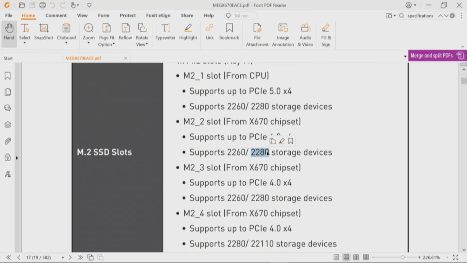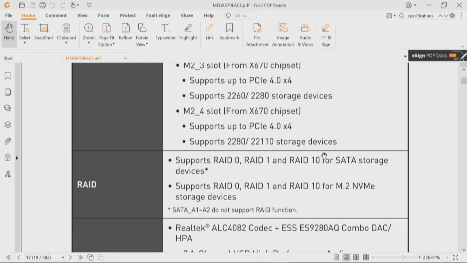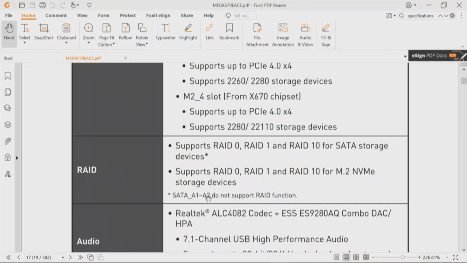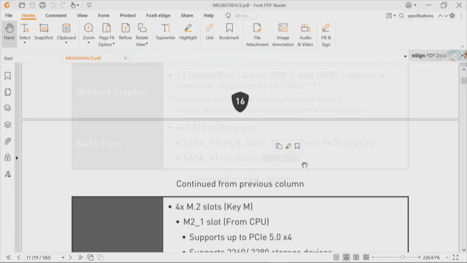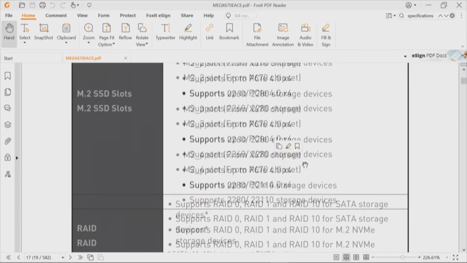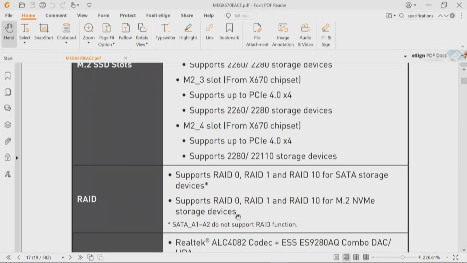Most standard M.2 NVMe drives that we're going to come across are 2280. Okay, here's one note on the RAID. The SATA A1, A2 do not support RAID function. Oh, that's right. The SATA A1, A2, that's the AIC Media chipset. Just wanted to verify. Change one thing can change everything. Okay, we've got the SATA A1, A2, does not support RAID, requires a driver, requires an operating system.